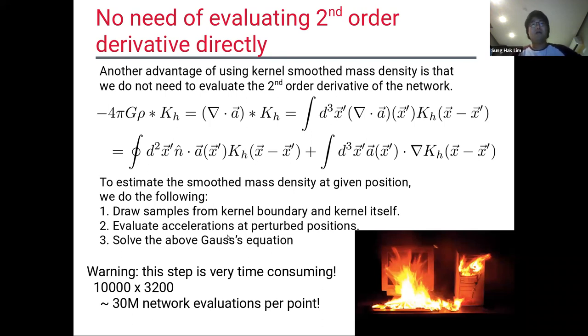In order to solve this Gauss's equation, we also draw 3.2 thousand samples from the kernel, and that means an extra 3.2 thousand network evaluations are needed per velocity sample. So in total, roughly 30 million network evaluations are needed to get a mass density at a single point. That means it's a really computationally demanding process. For example, acceleration estimation at a given point takes less than 1 minute per point. But this mass density calculation takes more than 2 hours per point. So be careful. You cannot do this calculation on your desktop, or you may make your computer bomb.